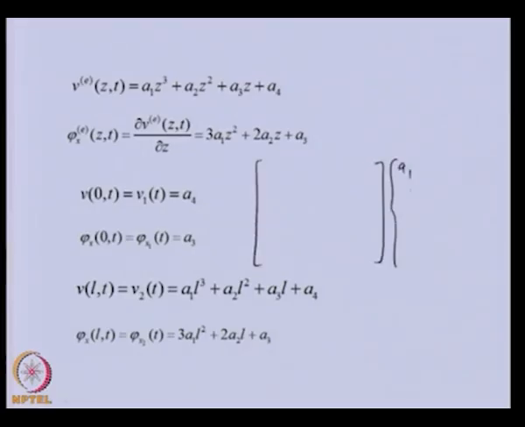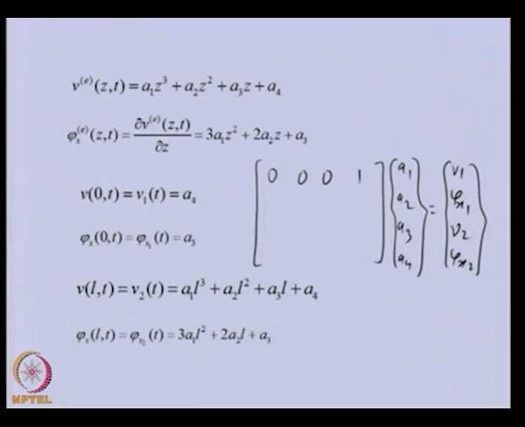So, we have A1, A2, A3, A4 equal to V1, Vx1, V2, Vx2. The first equation, if you substitute here, will be 0, 0, 0, 1. The second equation will be 0, 0, 1, 0. This expression will be L cube, L square, L, 1, and this expression will be 3L square, 2L, 1, 0.